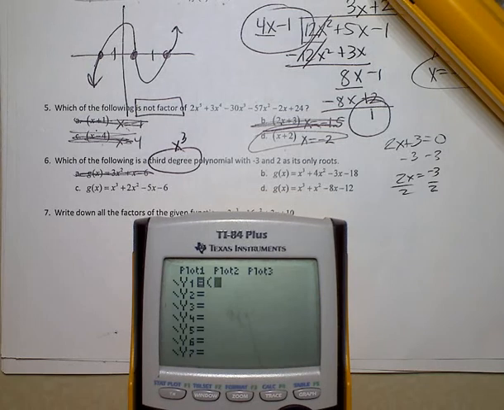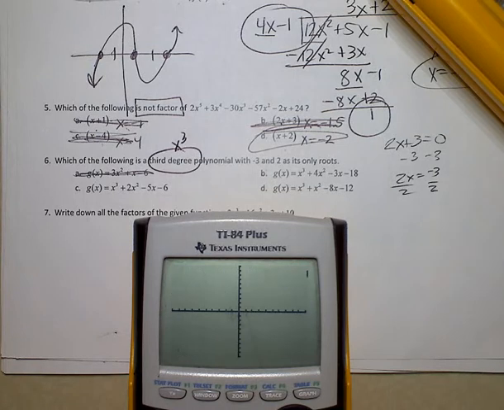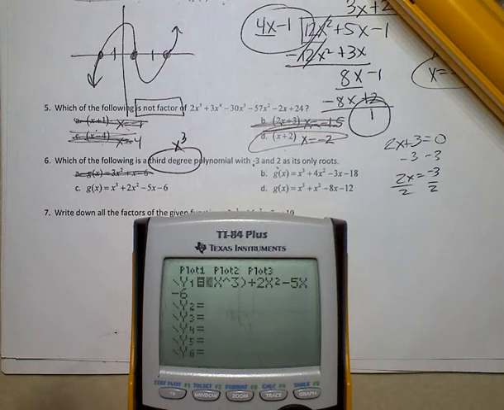Okay, let's try C. So I'm going to go x to the 3rd. Use your parentheses when needed. And graph. I can already stop. How many x-intercepts do you see? But how many can we only have? Okay, done. So I know it's not C. Let's go on to B.